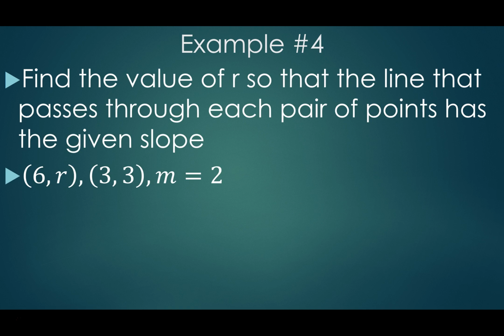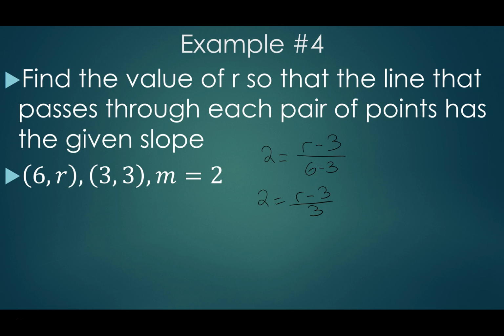Now you might encounter some problems where they give you the slope and require you to find one part of a point. So we have 6, r as one point, 3 as the other point, and the slope happens to be 2. We're looking for r. Well, we're going to set up the same way, only now we know the slope equals, we'll do y minus y, so r minus 3, over x minus x, 6 minus 3. So at the top we can't do anything, it's just r minus 3, but on the bottom we get 3.